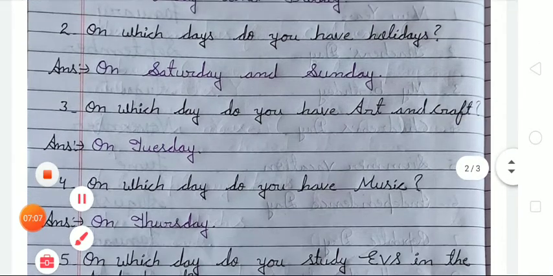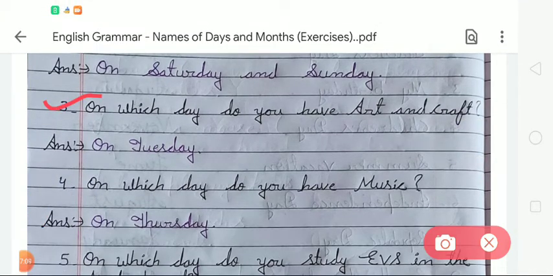Okay, now the next question is: on which day do you have art and craft? So the art and craft period is on Tuesday. So we have to write here Tuesday. What is the spelling of Tuesday? Tuesday, by Tuesday, on Tuesday. Okay, the fourth question is: on which day do you have music? So on Thursday we have music.